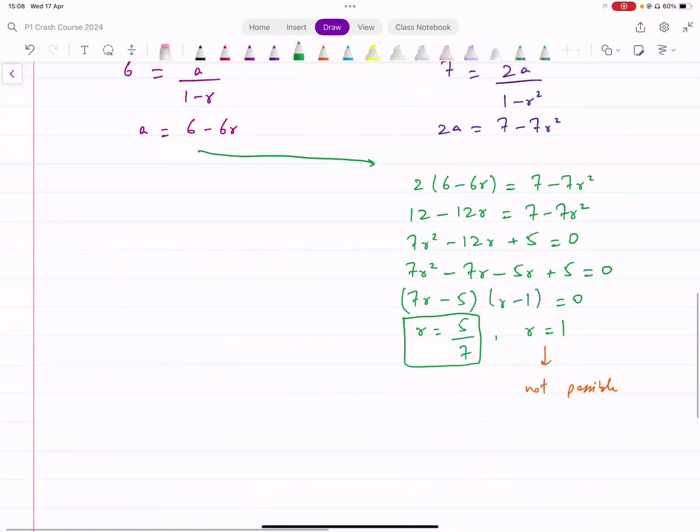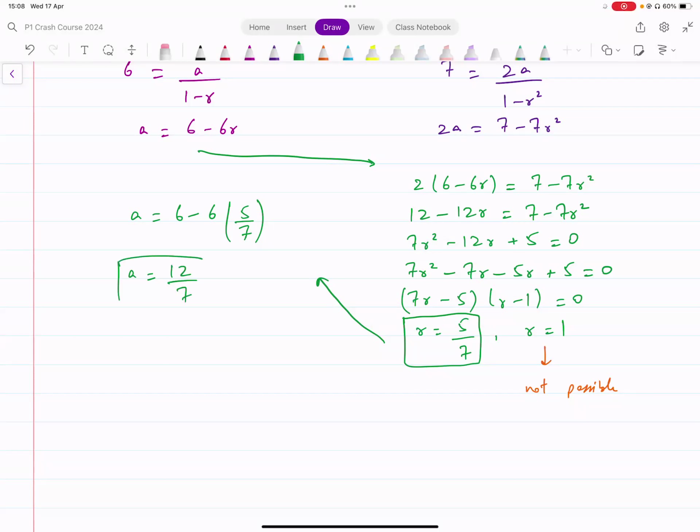Now we put that back in the first equation, and that will give us A equals 6 minus 6 times 5 over 7. That's 6 minus 30 over 7, which is 12 over 7. The value of A turns out to be 12 over 7. And that's what we were looking for. We got A and R.